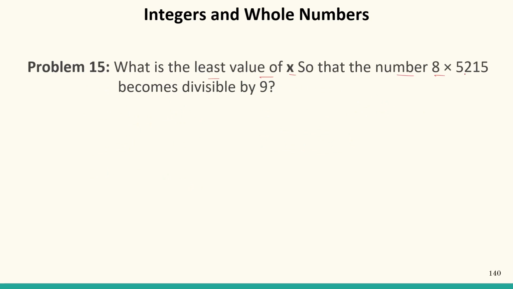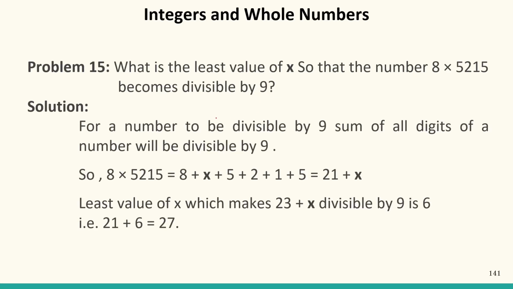So what is the least value of x so that the number 8 x 50 15 becomes divisible by 9? Okay. So for a number to be divisible by 9, we want the sum of all the digits of the number. So we will sum all the digits and then divide by 9. If it is divisible, then the number is divisible. So by doing this, it will be 21 plus x. So 21 plus 6 will be 27. That is actually divisible.